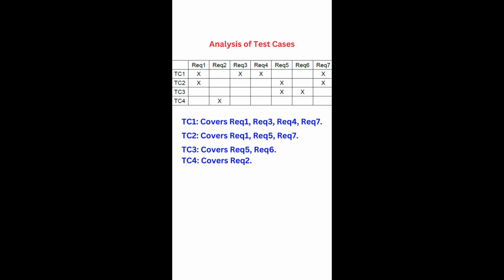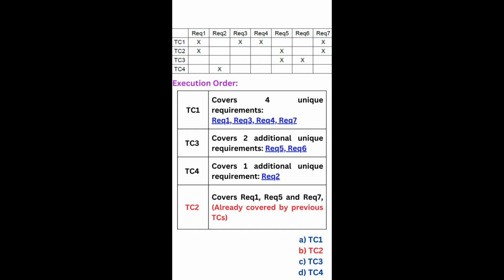Analysis of test cases, from the table. Test case 1 covers requirements 1, 3, 4, 7. Test case 2 covers 1, 5, 7. Test case 3 covers 5, 6. Test case 4 covers 2. Execution order. First, test case 1 covers 4 unique requirements 1, 3, 4, 7. Second, test case 3 covers 2 unique requirements 5, 6. Third, test case 4 covers 1 unique requirement 2. Last, test case 2 covers 1, 5 and 7.